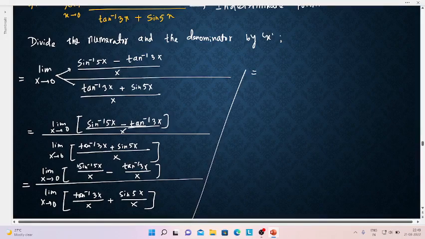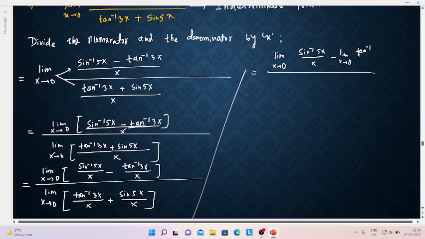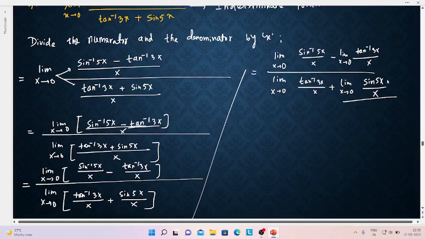So basically we can change the limit into two functions. It will become limit x tends to 0 sine inverse 5x over x minus limit x tends to 0 tan inverse 3x over x. And on the denominator we have limit x tends to 0 tan inverse 3x over x plus limit x tends to 0 sine 5x over x. Let me clarify one thing, this is not an inverse function.